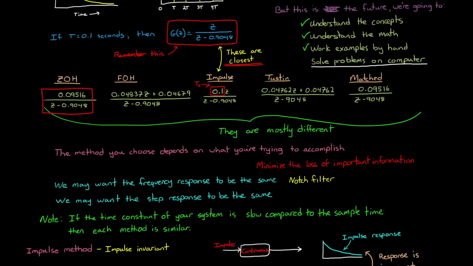Now, I said I'd briefly describe the other three methods at the end of this video, but it's starting to get a bit long, and I don't really want to rush through them. Therefore, I'll cover first order hold, Tustin, and matched methods in the next video.